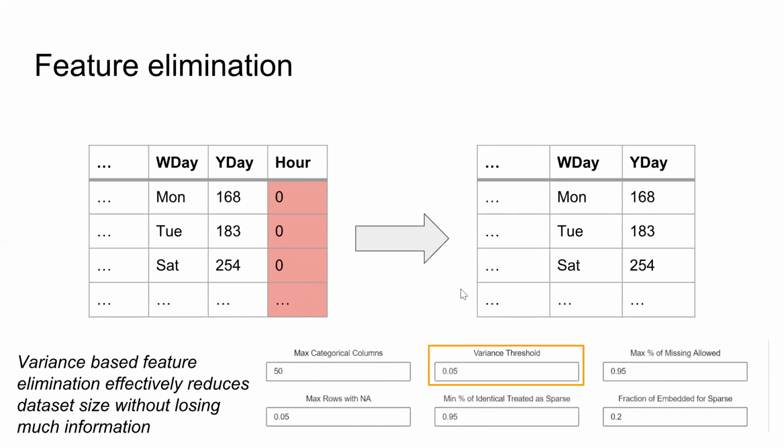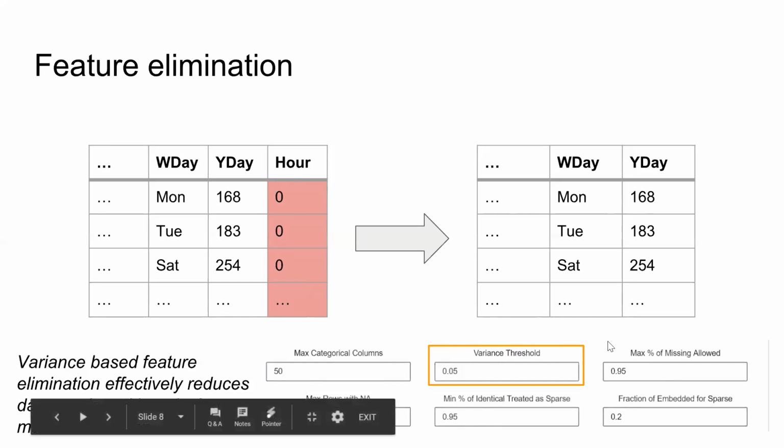And here is the option in Augur called variance threshold. It's the minimum variance value which a column should have in order to be preserved after this preprocessor. All columns with variance less than this value will be eliminated.